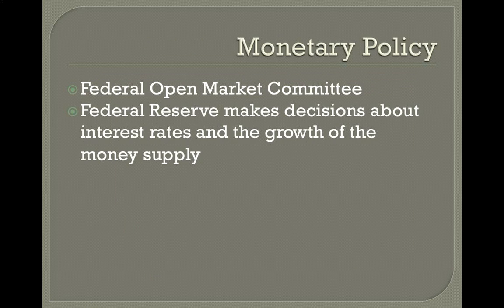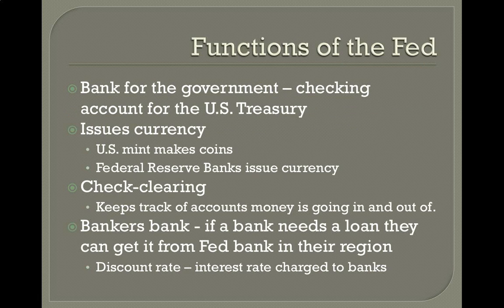The Federal Open Market Committee is the committee in charge of making decisions about interest rates, which ultimately leads to the increase or decrease of the money supply. Functions of the Federal Reserve: they are the bank for the government, so they are the actual checking account for the U.S. Treasury. So if you get a government check from the federal government, a Social Security check, any type of tax return, that is from the Fed.